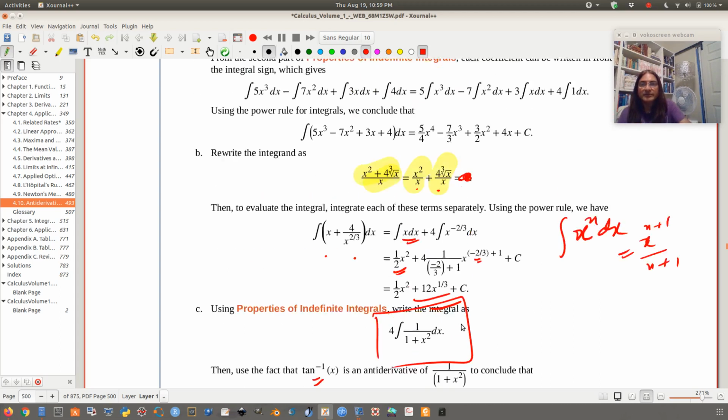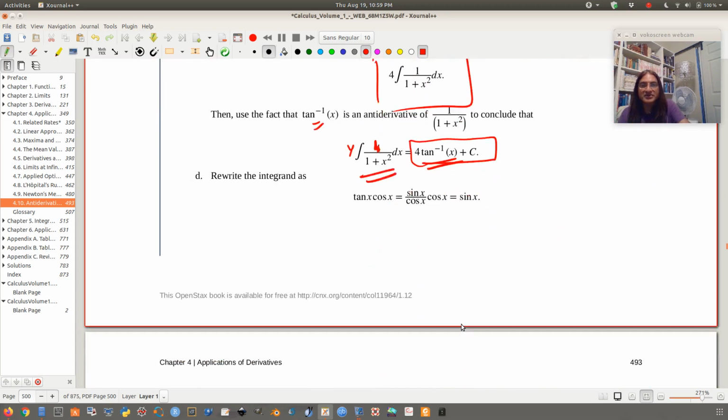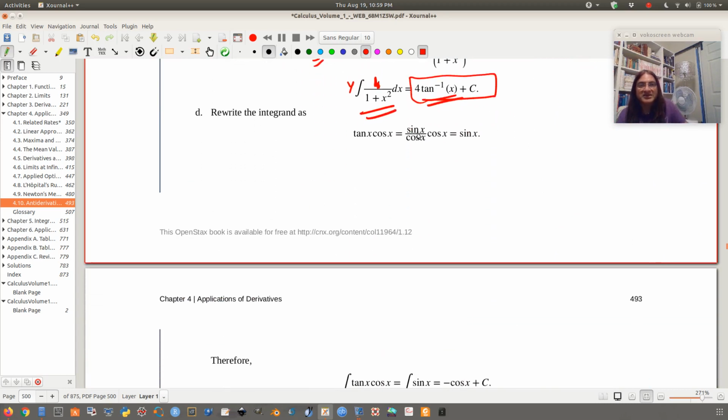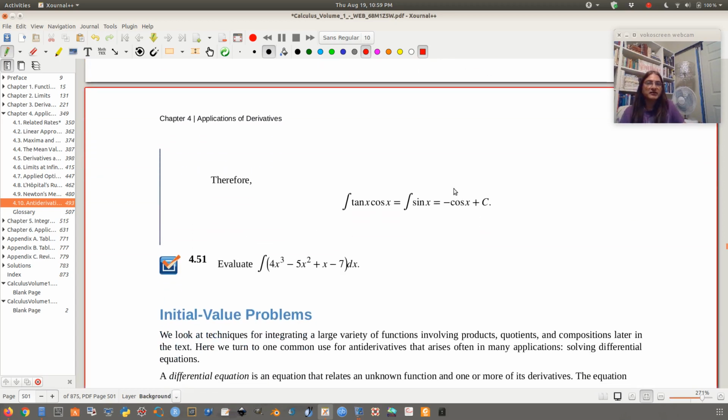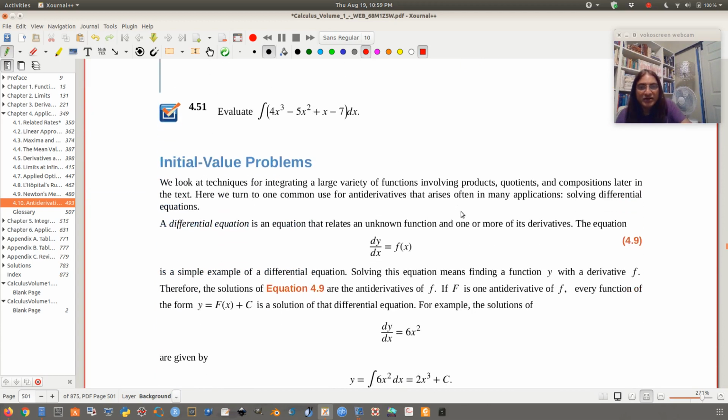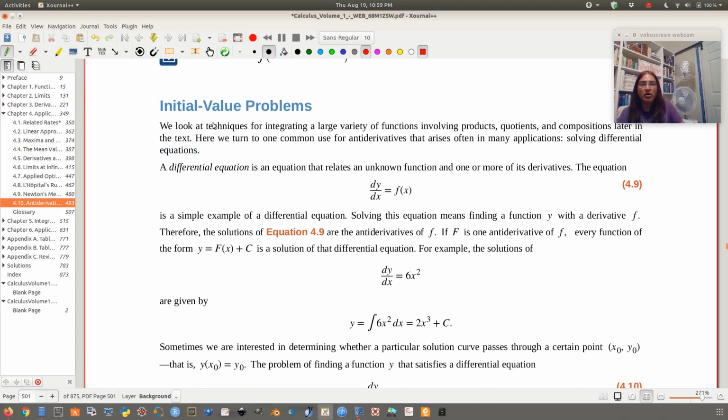Now the antiderivative of tan x cos x is simple, because tan x is sin x over cos x, so tan x cos x is just sin x. And the antiderivative of sin x is negative cos x, because the derivative of cos x is negative sin x, so it becomes negative cos x plus c. Now we can use this in solving initial value problems.